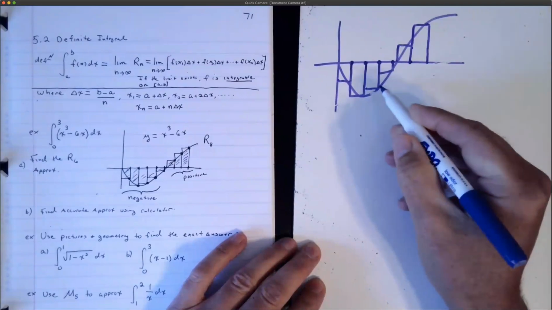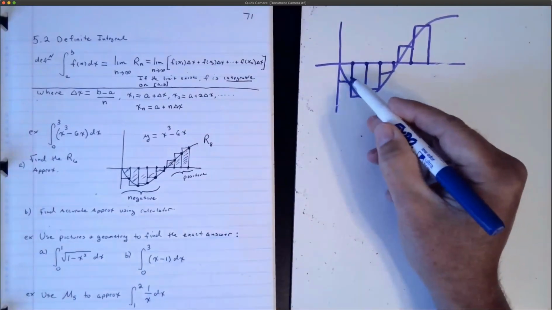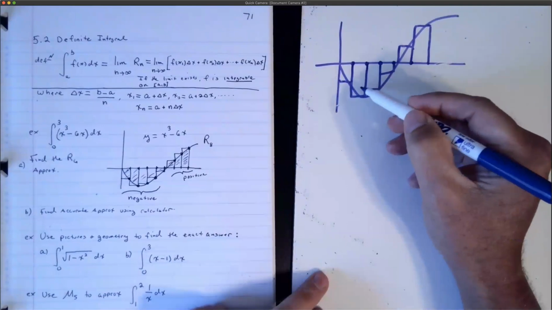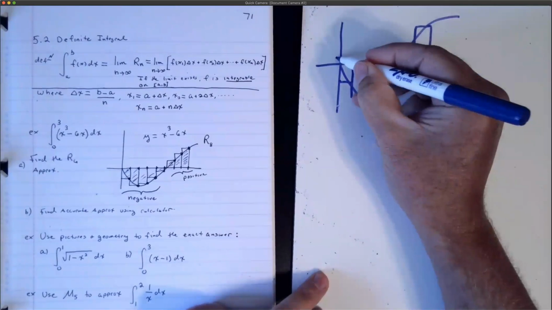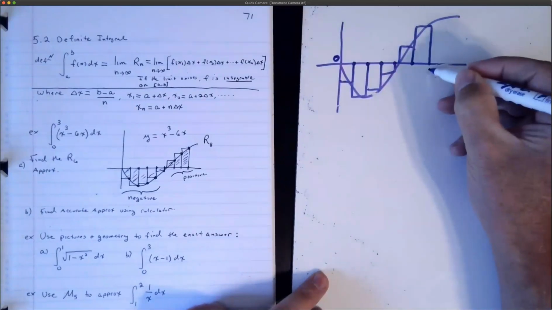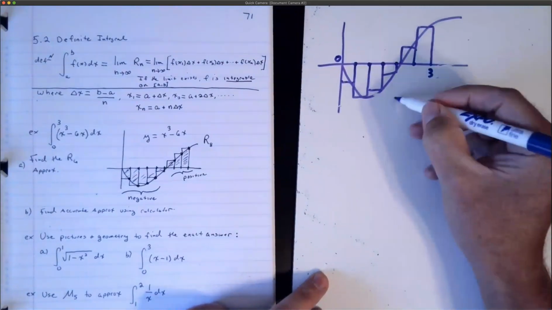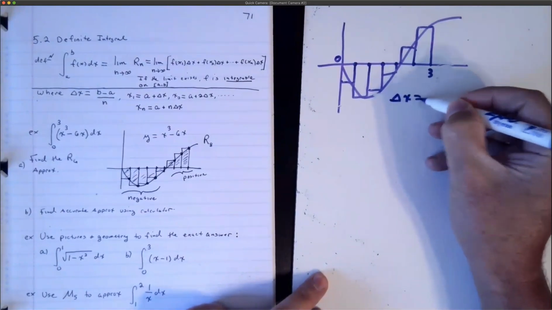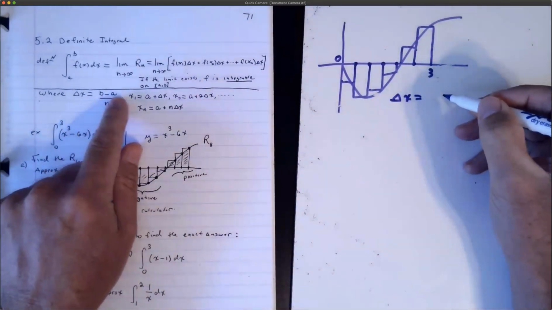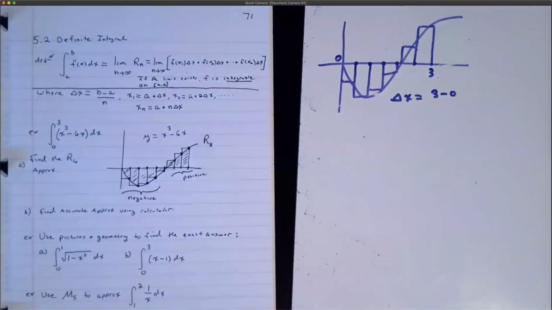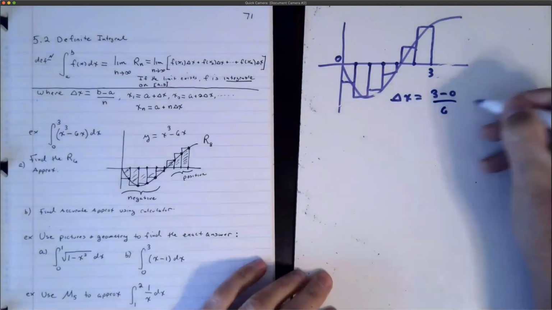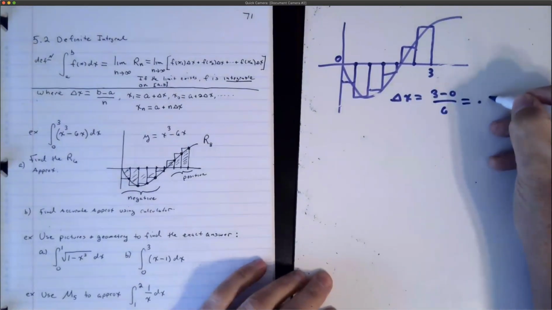All right, now notice how some of the boxes are below the x-axis, some are above. And we're starting at 0, and we're going to 3. So let's calculate delta x. It's b minus a over n, 3 minus 0 divided by 6, which is simply 0.5 or 1/2.